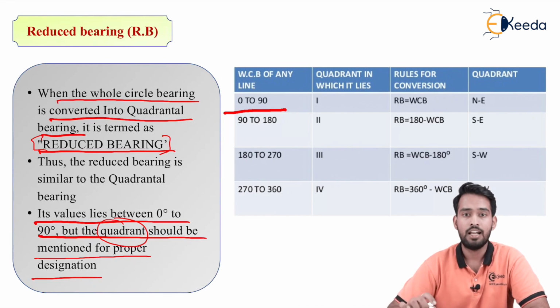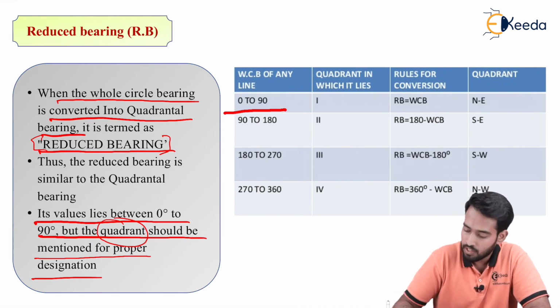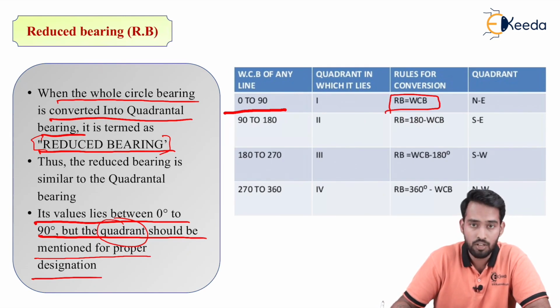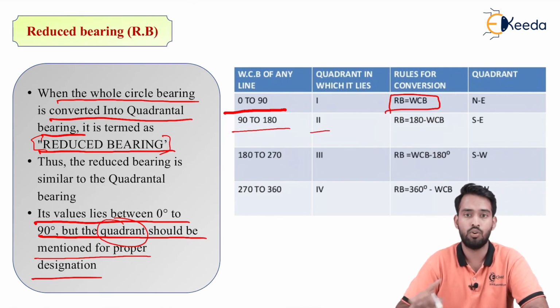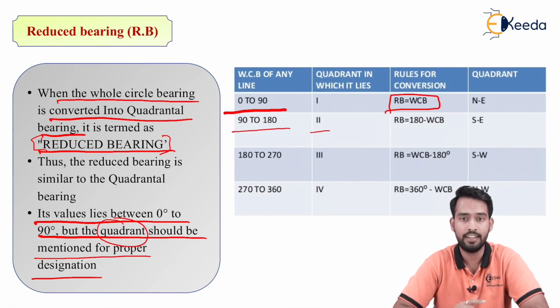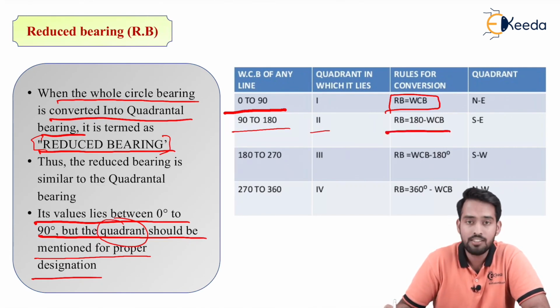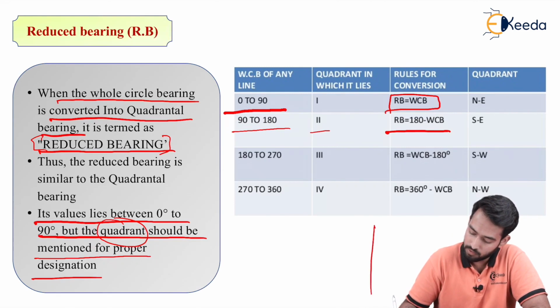For conversion RB to WCB, RB will equal WCB because of the first quadrant, and the quadrant will be your north east. The second rule lies for the second quadrant, 90 degree to 180 degree. If your whole circle bearing is between 90 degree to 180 degree, then the rule we are using is RB is equal to 180 minus WCB.